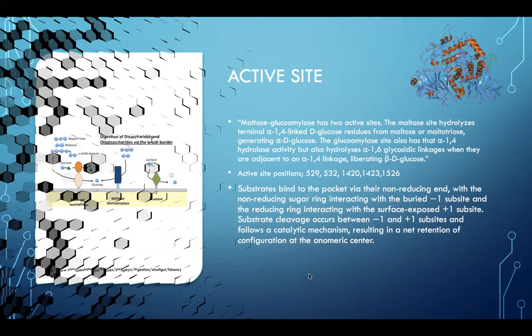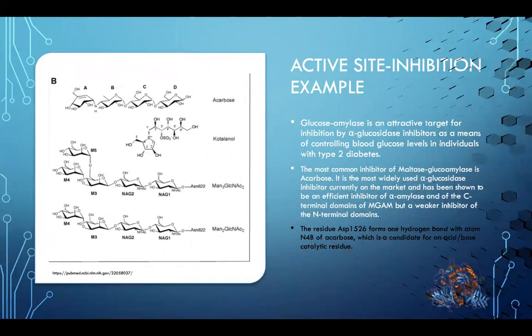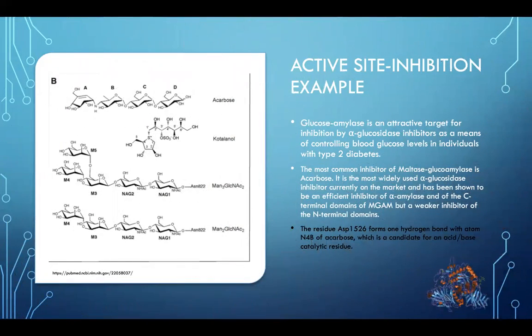Now we're going to look at an active site example with inhibition. Glucoamylase is an attractive target for inhibition by alpha-glucosidase inhibitors as a means of controlling blood glucose levels in individuals with type 2 diabetes. The most common inhibitor of MGAM is acarbose, and it is the most widely used alpha-glucosidase inhibitor currently on the market. It has been shown to be an efficient inhibitor of alpha amylase and of the C-terminal domains of MGAM, but a weaker inhibitor of the N-terminal domains of MGAM.